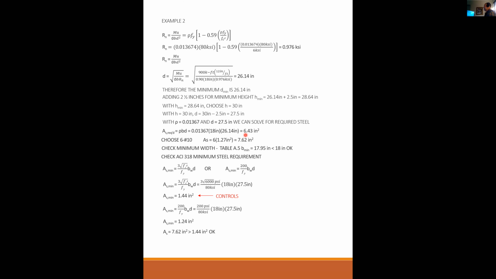Why? Because I needed to pick something, right? Six number 10s got me there. Six number 9s would not get me there. So it's just a matter of modularity, a matter of picking something that fits. So this is the reason. The answer to my question is right here. I'm providing 19% more steel than I needed to.